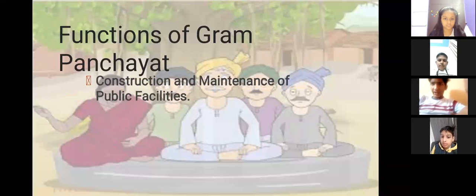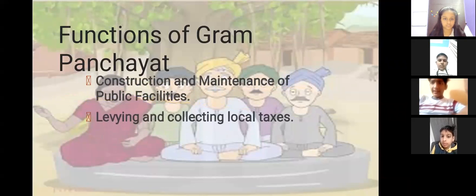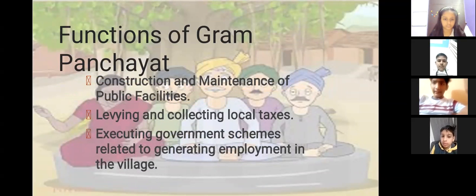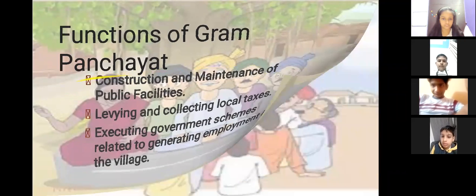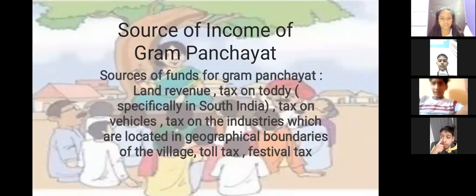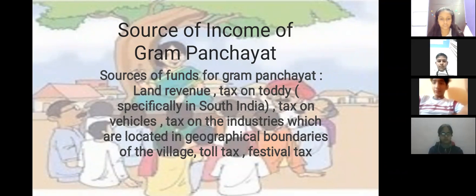Functions of Gram Panchayat. Construction and maintenance of public facilities, levying and collecting local taxes, executing government schemes related to generating employment in the village. Sources of funds for Gram Panchayat. Land revenue, tax on toddy, specifically in South India. Tax on vehicles, tax on industries which are located in geographical boundaries of the village. Toll tax, festival tax.